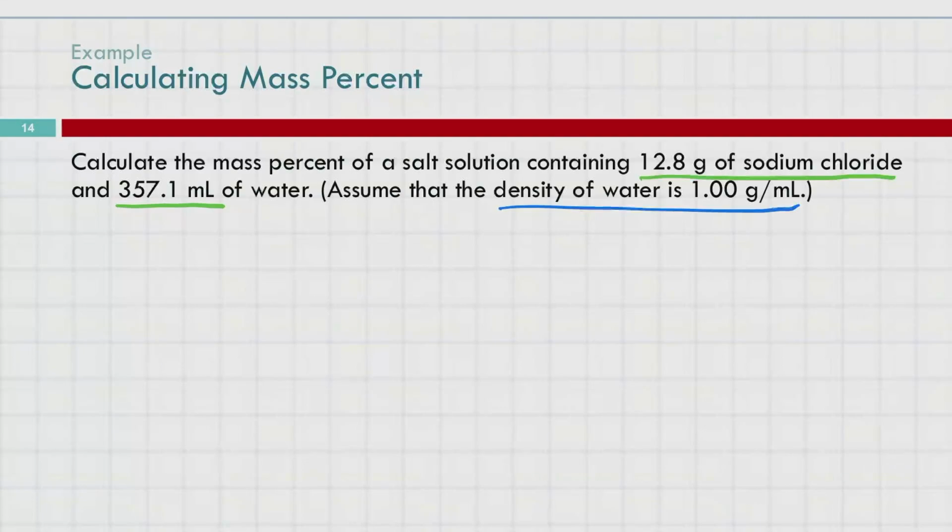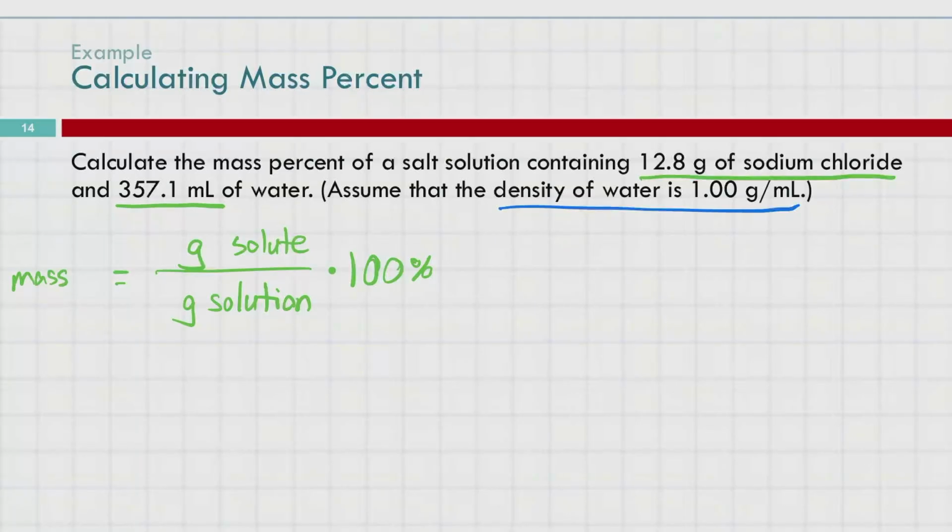So if we want to calculate mass percent, our formula for mass percent is grams solute over grams solution times 100%. This is similar to the mass percent that we've used before. Just instead of the whole thing on the bottom, we're now calling it solution because we're working with a liquid.